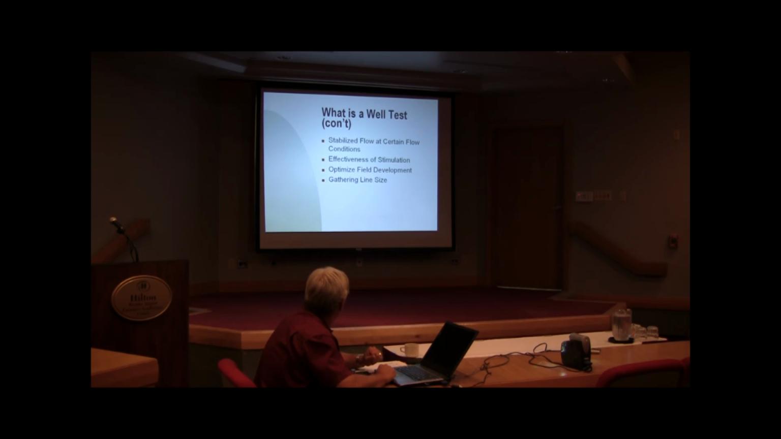Gathering line size, we talked about that. And that kind of goes along with the next one, which is compressor size. You may have a test that was 20 million a day on your DST, but unless you've really analyzed that and run a good long-term well test, you're not going to know how long it's going to produce at that rate. And if you don't know how long it's going to produce at that rate, it's really almost impossible to optimize your line sizes, your separator sizes, your compressors, all that sort of thing. You really want to know what it's going to do for an extended period.